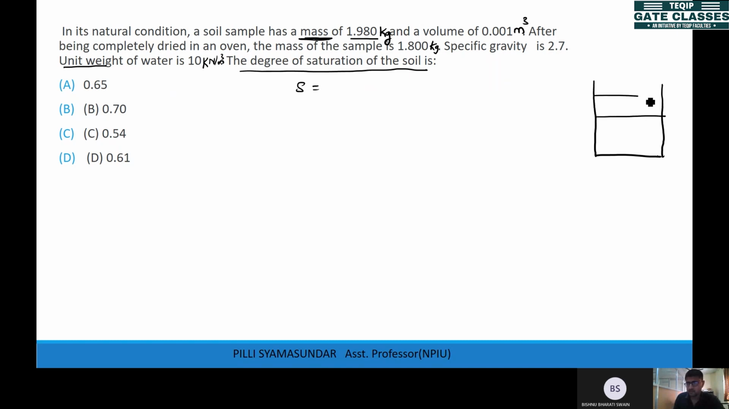Soil, water, air. Okay, so 1.98 kg is the mass of the soil sample. The combined weight is given, which is 1.98 kg. I mean, not weight, this is the mass. So its volume is 0.001. So the total volume is 0.001.